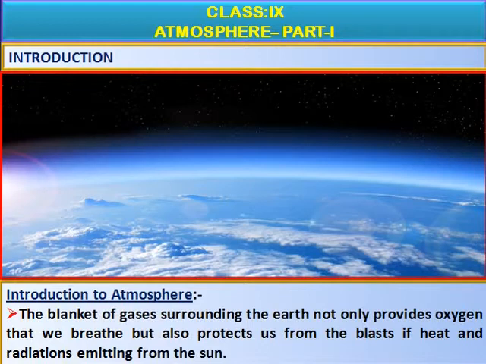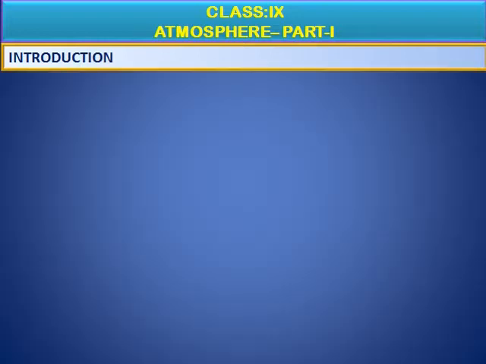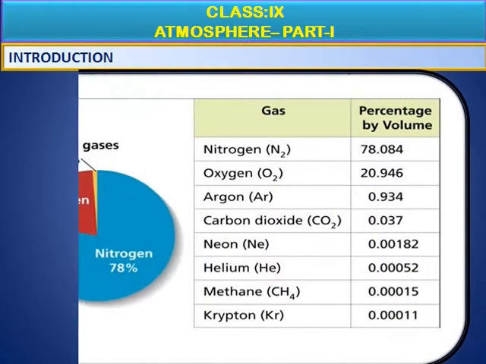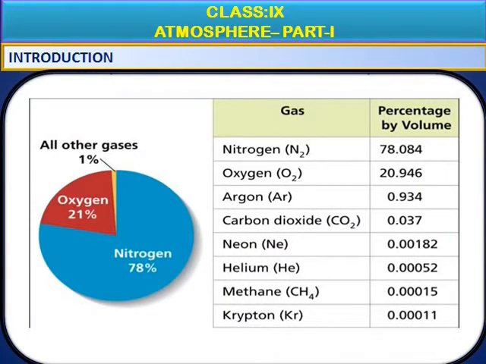The blanket of gases surrounding the Earth not only provides oxygen that we breathe but also protects us from the blasts of heat and radiations emitting from the sun. The following are the gases present in the Earth's atmosphere. Nitrogen 78.084%, oxygen 20.946%, argon 0.934%, carbon dioxide 0.037%. Other gases like methane, neon, helium, krypton exist in small amounts.